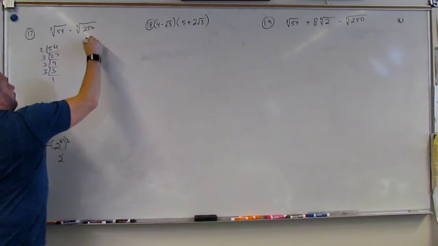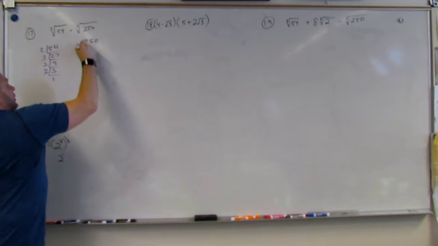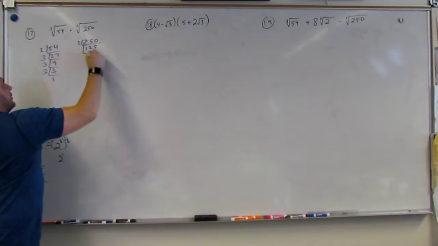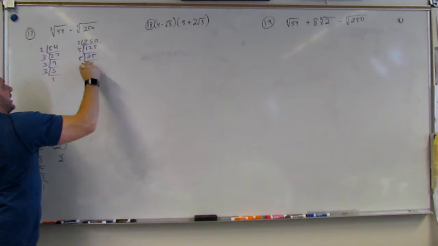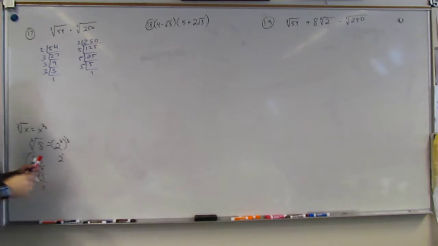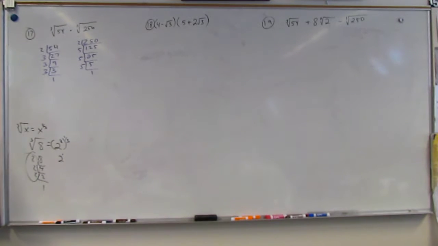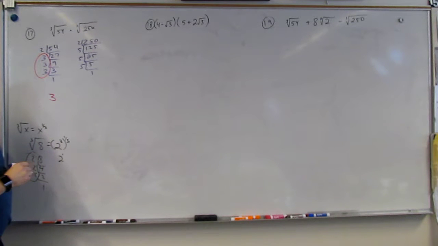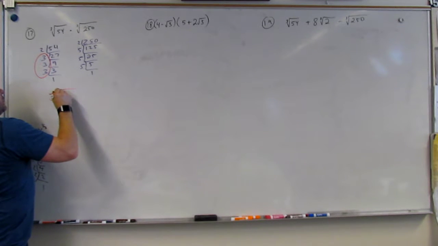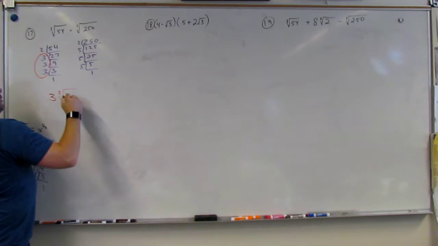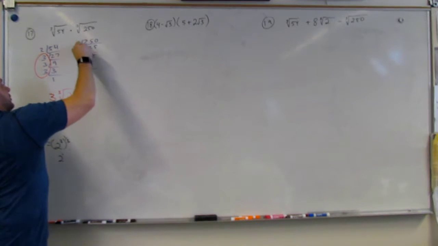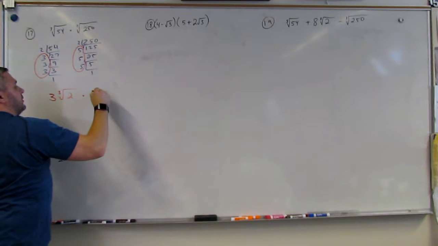250. Break it down. 2, what's that, 125? 5, 25, 5, 5, and 5, and 1. And all we're going to do is trade 3 for 1. Times 3 for 1.